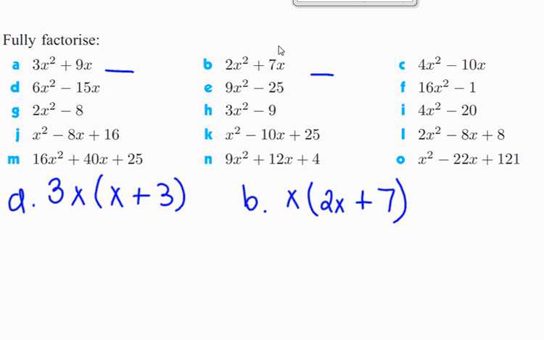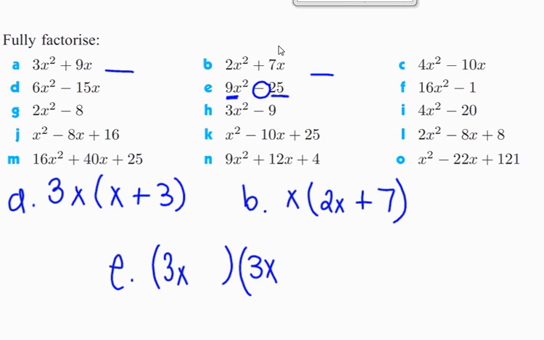Letter E is a special one. Notice that 9 and 25 are both special numbers. They're both perfect squares. And notice we have a subtraction sign in the middle of them. So we actually have what's called a difference of squares here. So we take the square root of 9x squared, which is 3x. The square root of 9 is 3. The square root of x squared is x.